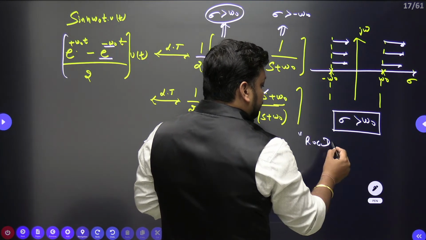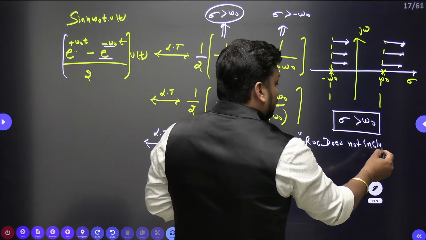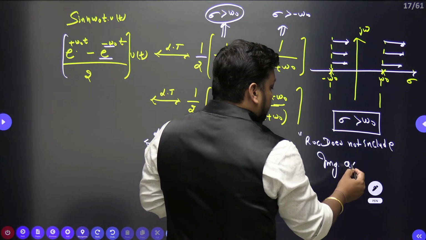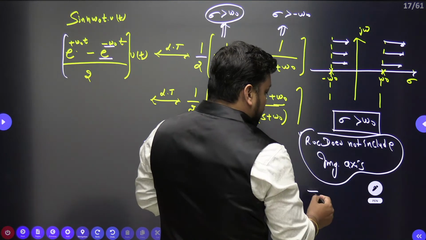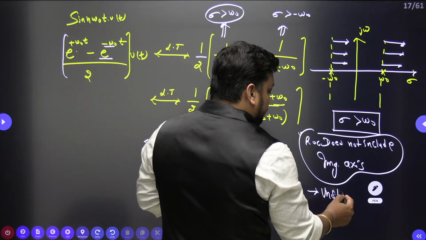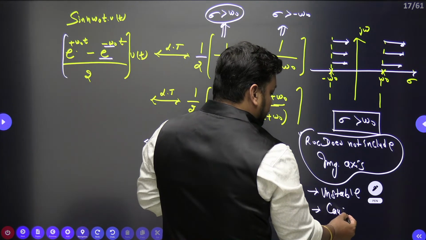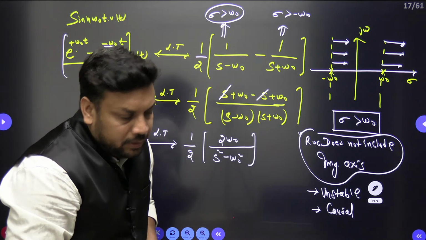does not include the imaginary axis, and just because of this it is unstable. This is 100% unstable, but it is causal. 100% unstable but causal. Yes or no, children? Is this clear? Shabash.